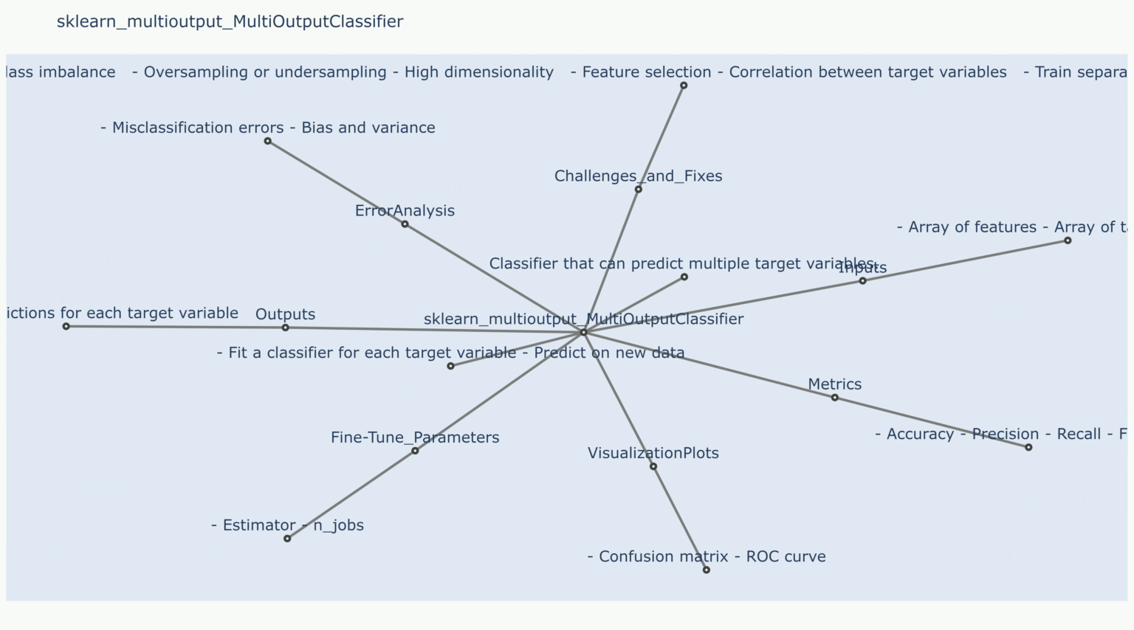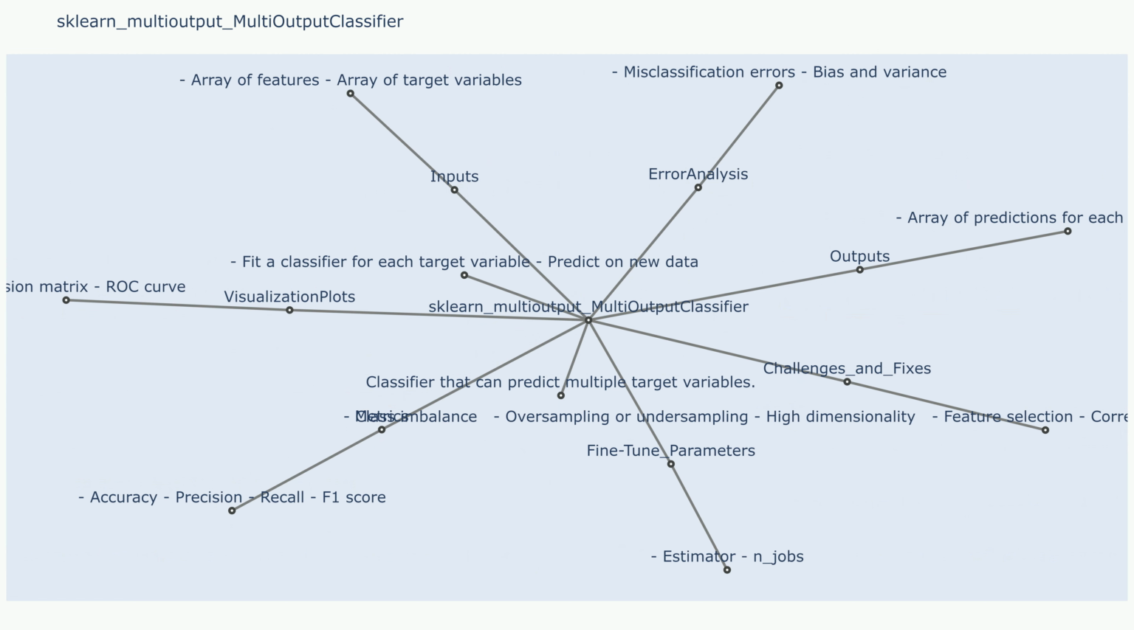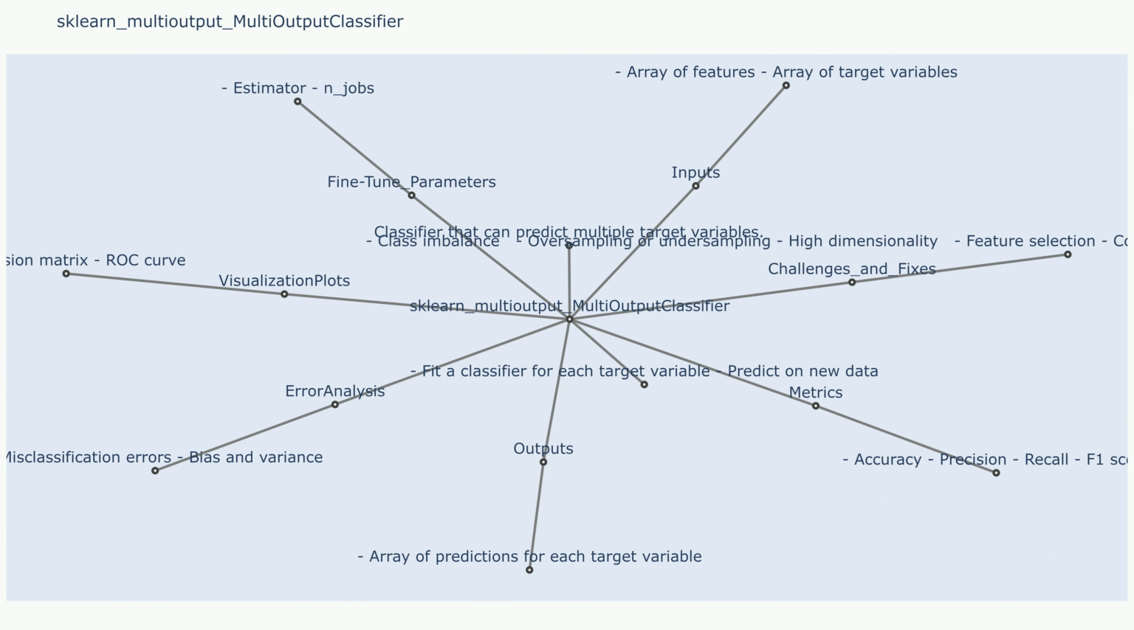Steps. Step 1: The multi-output classifier takes an array of estimators as input. Each estimator is used to predict a single target variable. The estimators can be of any type that supports the fit and predict methods, such as decision tree classifier, random forest classifier, or logistic regression. Step 2: During training, the multi-output classifier trains each estimator independently on the corresponding target variable.